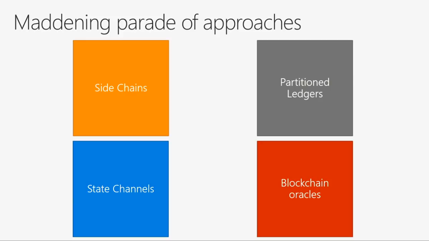There's this new thing called state channels, which is the ability to have private transactions execute off-chain, but still be trustless. Then there's partitioning the ledger, where you no longer have a single ledger, you have partitions of the ledger, which becomes sort of messy as well. And then blockchain oracles for injecting prices and volatile data into the blockchain.